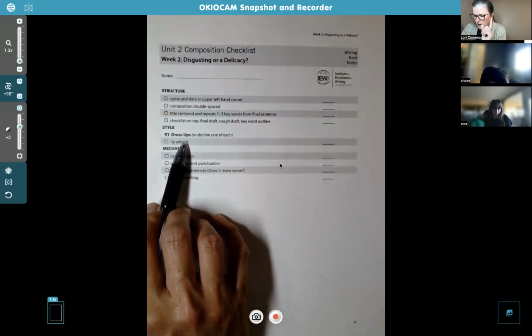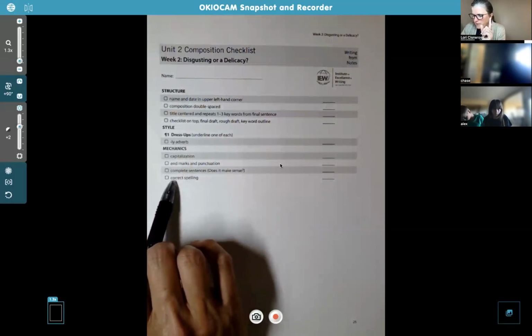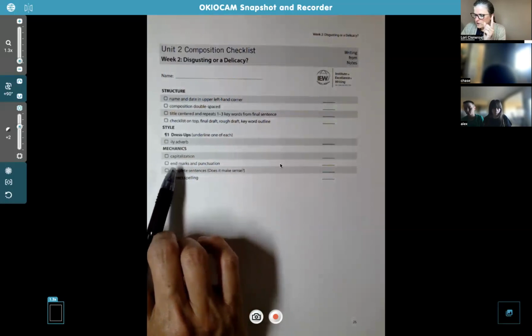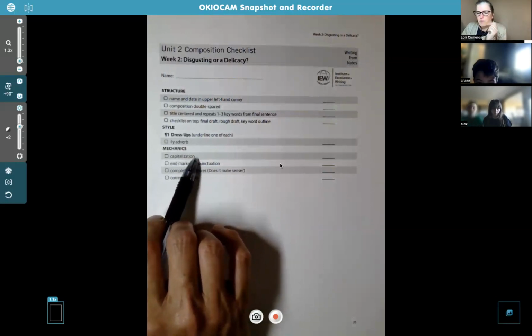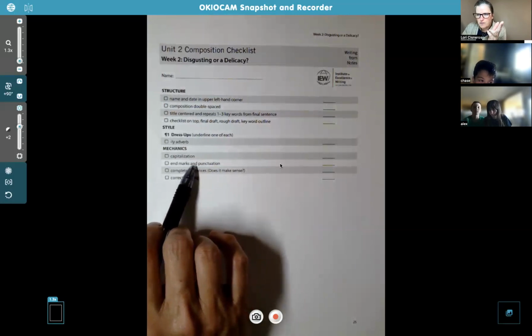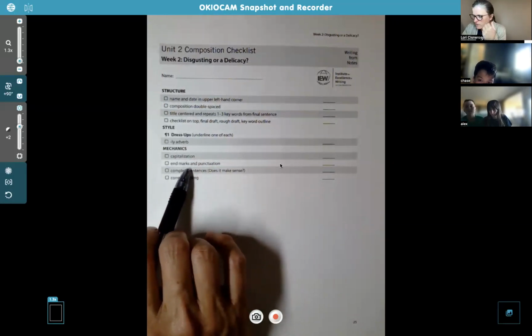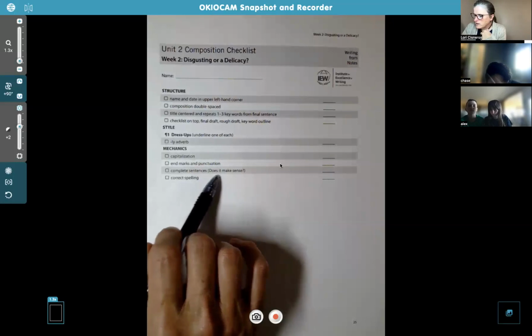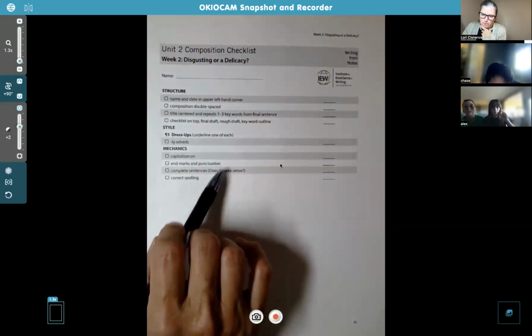Okay, we'll come back to that. And then, of course, at the bottom, mechanics. These are just like making sure to capitalize, making sure your end marks are there. When you're typing, it kind of helps, because some of that stuff they automatically fix for you. Make sure your sentences are complete. This is a big one.